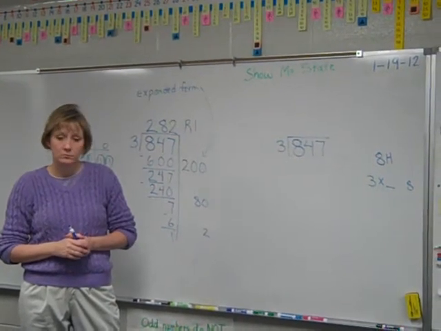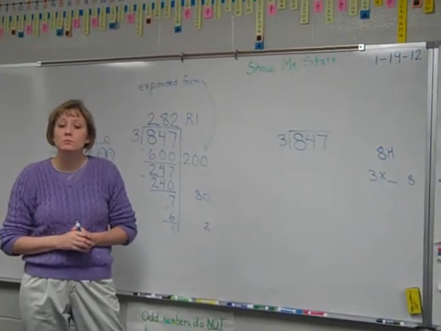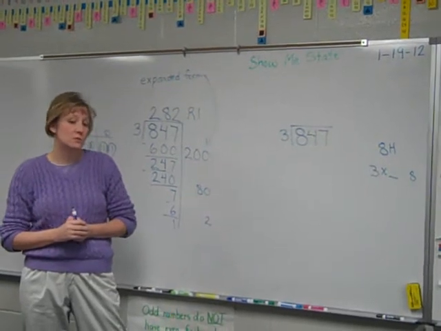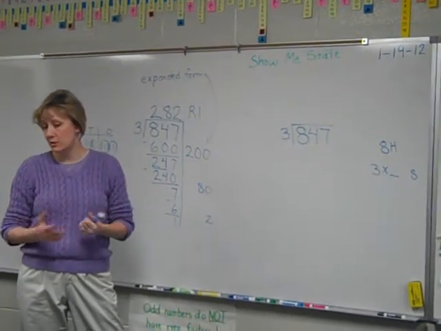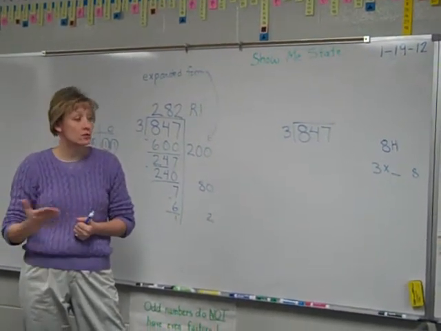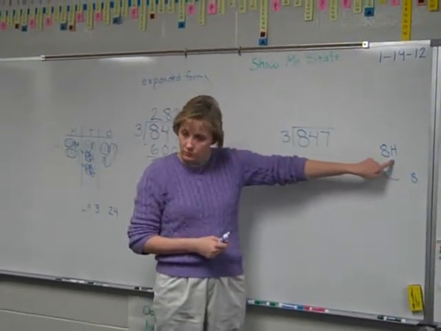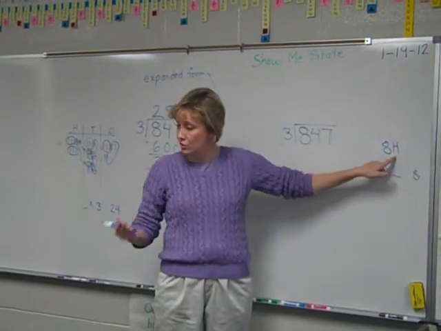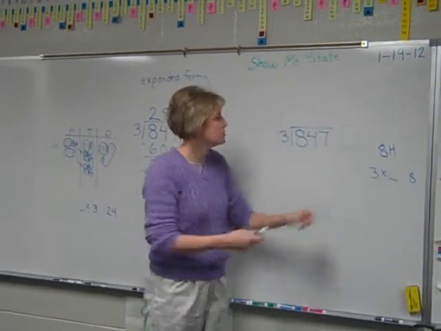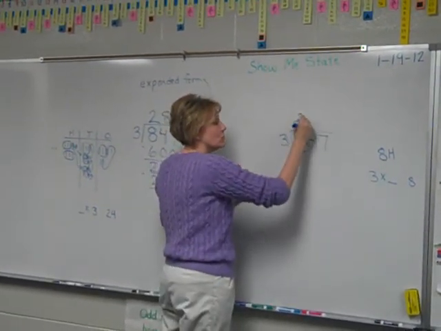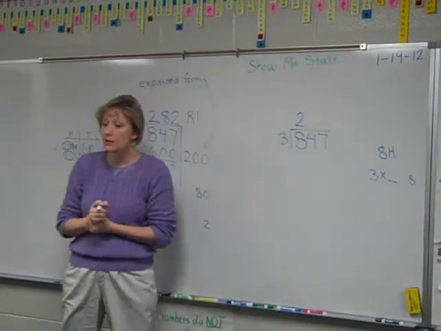3 times 2? What is 3 times 2? 6. 3 times 2 is 6. What's 3 times 3? 9. So will 3 times 3 work? No, because that goes over my 8. So it's 2. But I had 8 what? Hundreds. So my 2 needs to go in what place? The hundreds place. So I'm just going to put my 2 right above the 8 in the hundreds place.